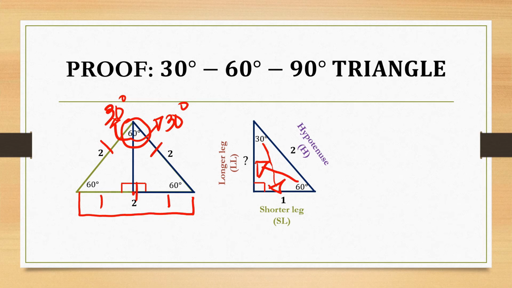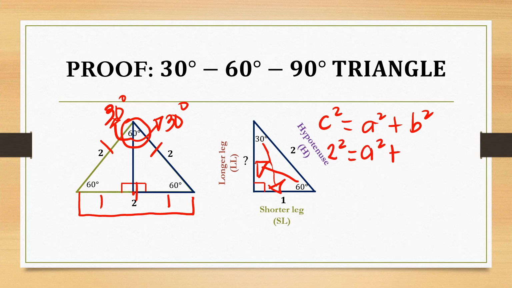So, para makuha ang length ni longer leg, we need to use the Pythagorean theorem. So, we have c squared is equal to a squared plus b squared. So, sabihin natin na si a, si longer leg. So, ang ating c ay ating hypotenuse which is 2. So, we have here 2 squared is equal to a squared plus ang ating b na 1. So, we have 1 squared. So, 2 squared that is 4 is equal to a squared plus 1 squared that is 1.